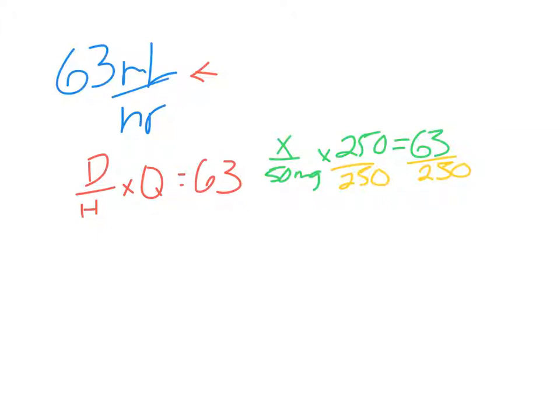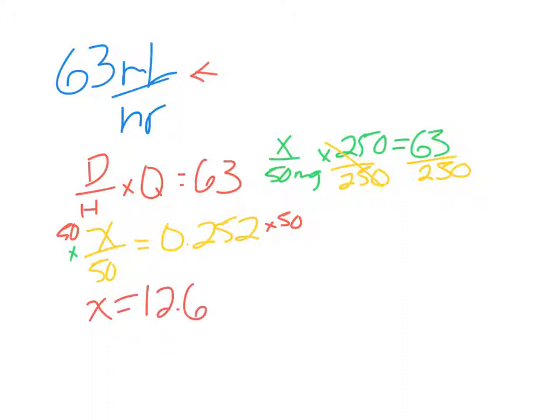63 divided by 250 is, hopefully this is familiar because we just saw it, 0.252. That cancels that out and leaves me with X over 50 is equal to 0.252. Then I'll multiply both sides by 50 to solve for X. Doing so tells me that X is equal to 12.6. Remember, because H is in milligrams, whatever this is is also in milligrams. So we just found out that the ordered dose is 12.6 milligrams.